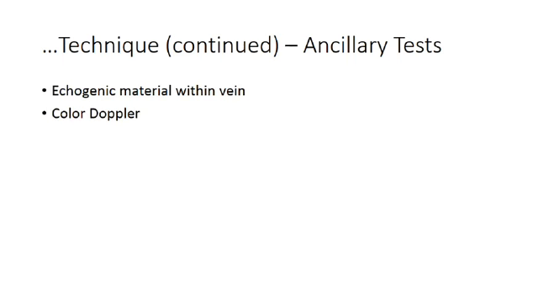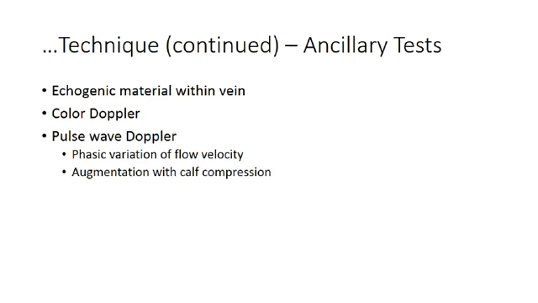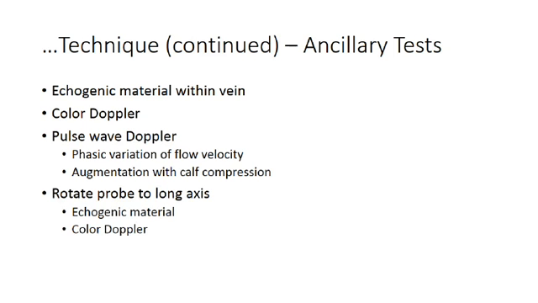Now, the ancillary tests are exactly the same as the other one. So there's no specific thing. Echogenic material, color Doppler, pulse wave Doppler, looking for phasic variation and augmentation with calf compression, and rotate the probe to the long axis, which may be a little bit tricky in the popliteal fossa, but you will always have to attempt it, and once again do color Doppler.